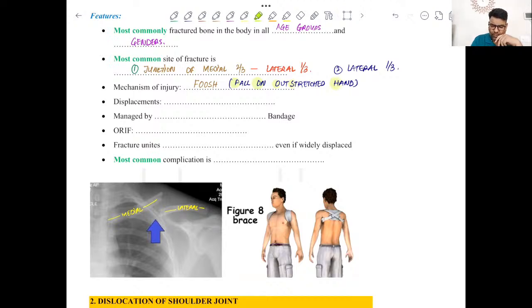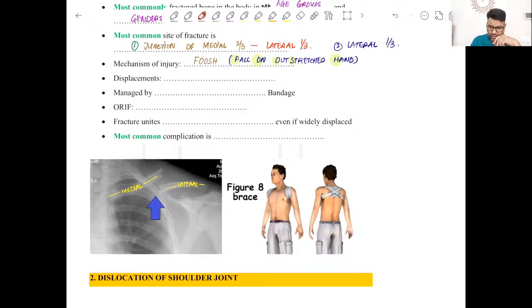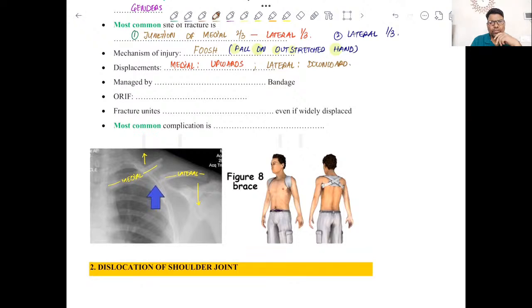Clear? Now if you look at the displacements, the medial end is going upward and the lateral end is going downward, right? So the medial fragment goes upward, that is because of pull of sternocleidomastoid, and the lateral fragment goes downward, this is because of pull of gravity or even deltoid, right?